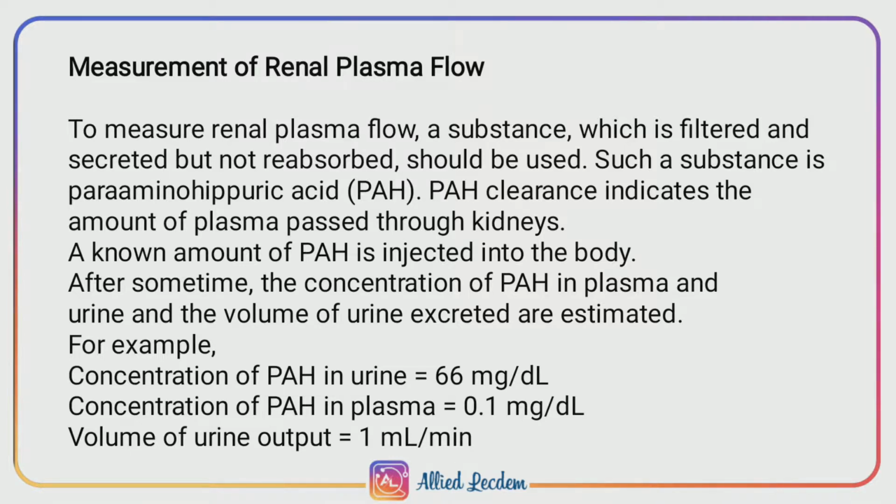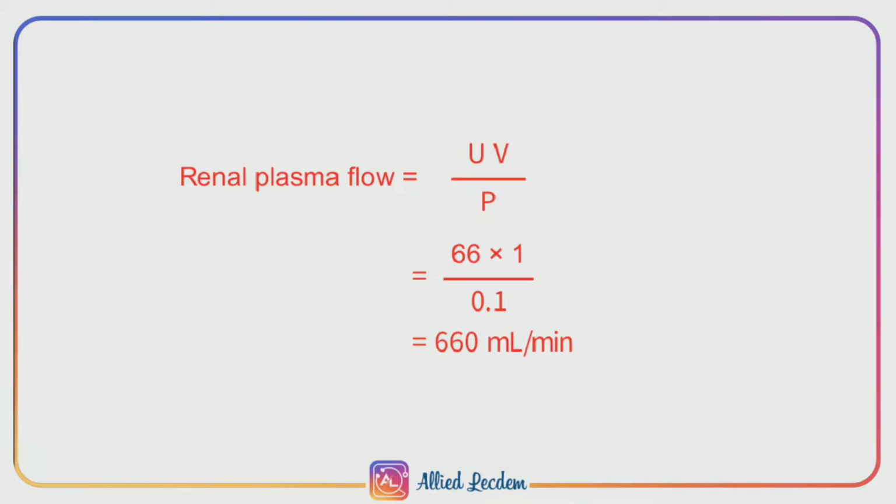A known amount of PAH is injected into the body. After some time, the concentration of PAH in plasma and urine and the volume of urine excreted are estimated. For example, concentration of PAH in urine is 66 mg per dl and concentration of PAH in plasma is 0.1 mg per dl. Volume of urine output is 1 ml per minute. Thus, renal plasma flow is equal to UV by P, 66 into 1 divided by 0.1, which is equal to 660 ml per minute.